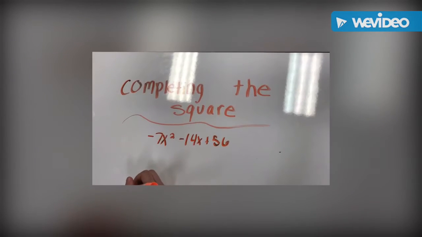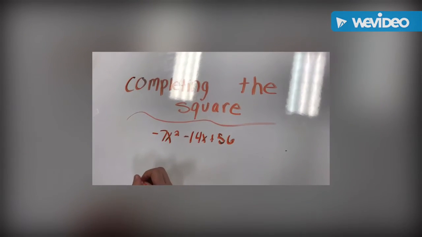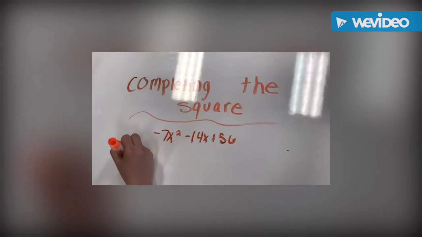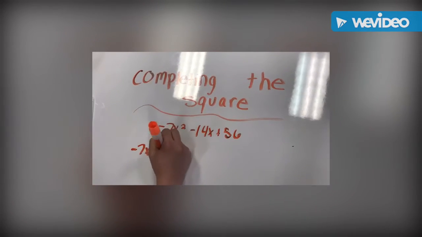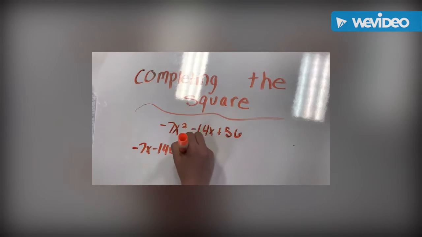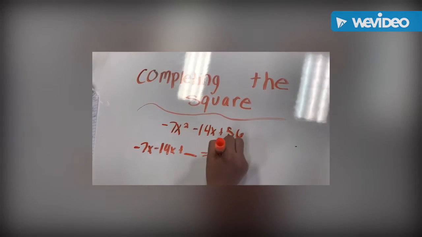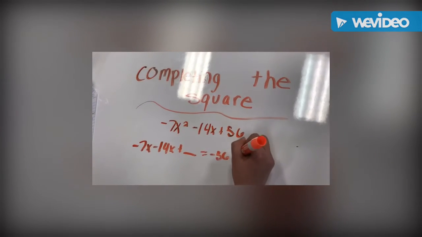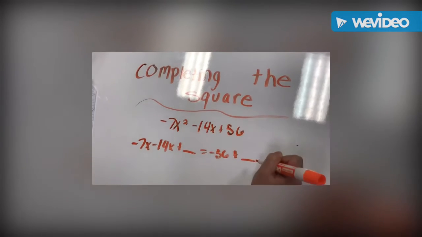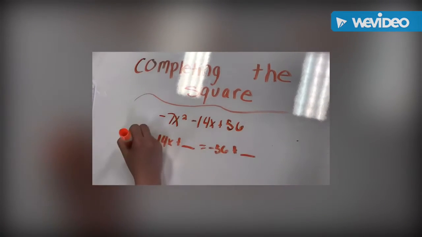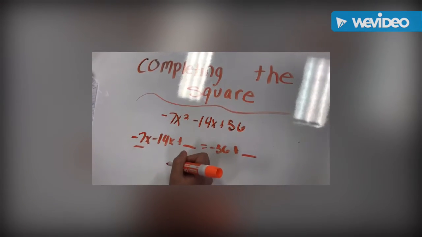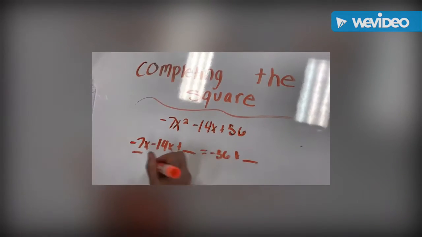The first step to completing the square is to move the c value to the opposite side. Negative 7x squared minus 14x plus blank equals negative 56 plus blank. Second, look for the GCF. In this problem, negative 7 is the GCF. Pull it out of the problem.